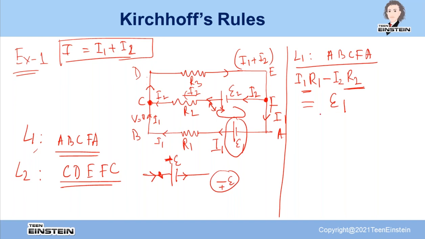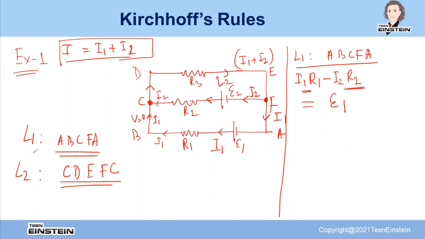So you see, I am taking the loop from C to D. You can take clockwise or anti-clockwise, it doesn't matter, that is up to you. But always remember that you have to take the proper sign of the voltages and the EMFs. So I am just going from C to D to E to F to C, that means like this.